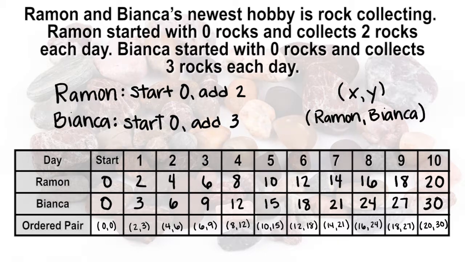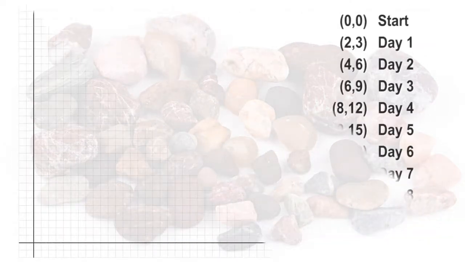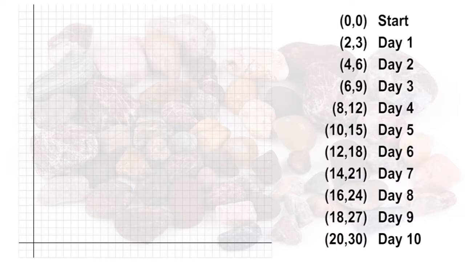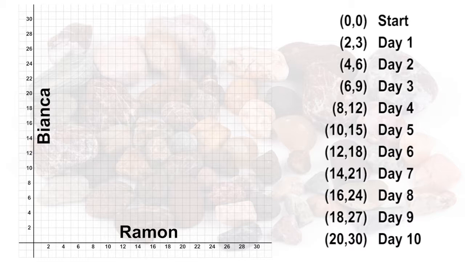The next step will be to create a graph of the ordered pairs. Let's label the grid. Write Ramon below the x-coordinates and Bianca along the side for the y-coordinates. Label the lines along the x and y axes. Start at the point of origin because both started with 0 rocks.